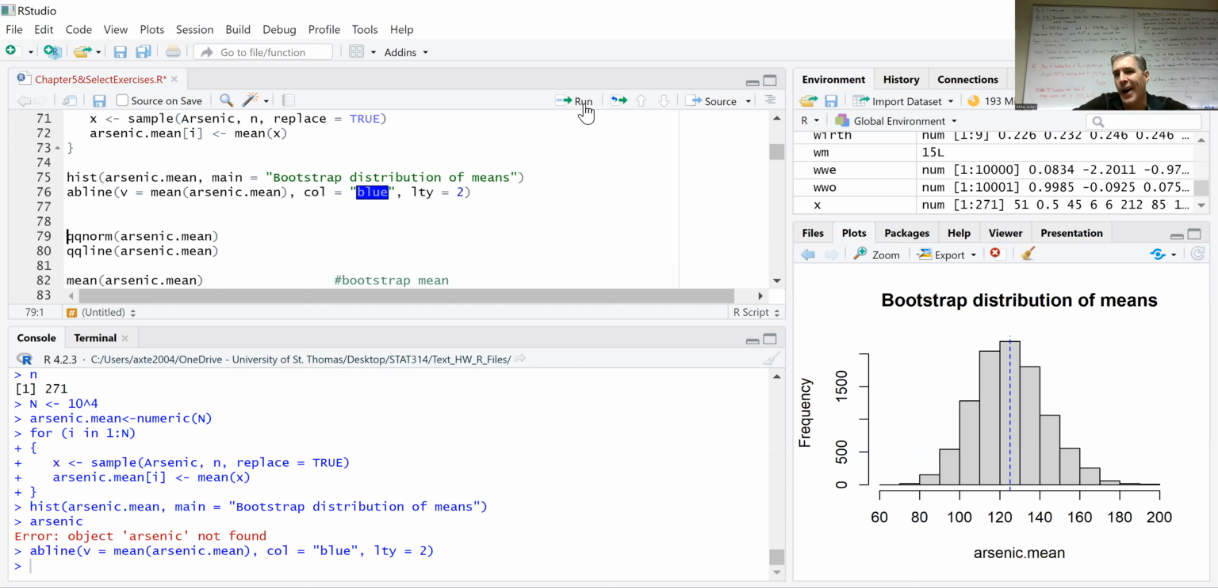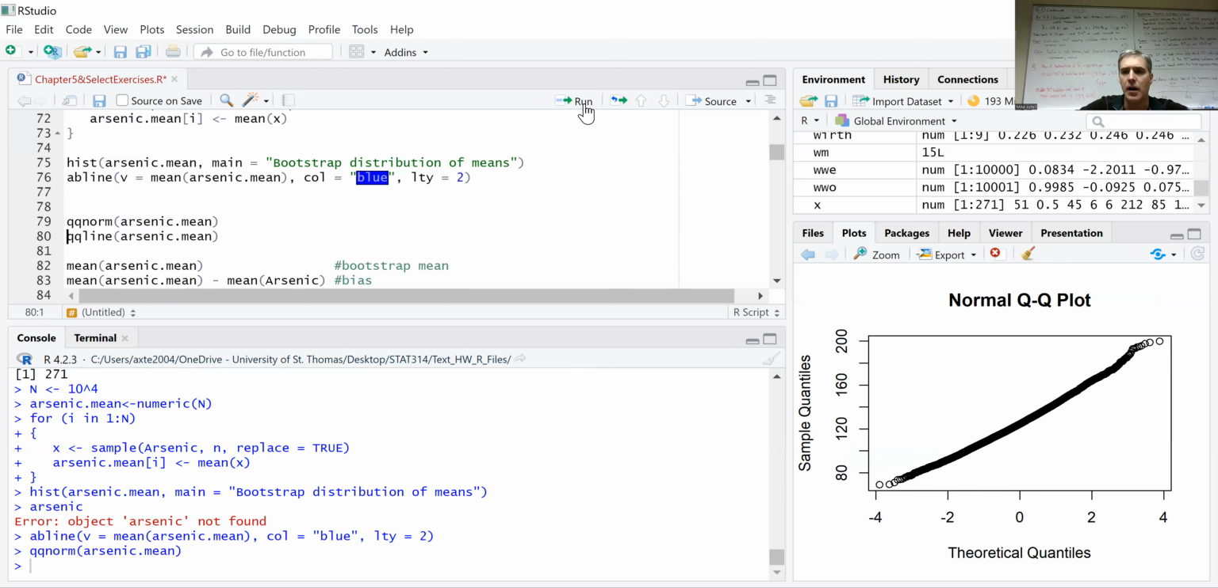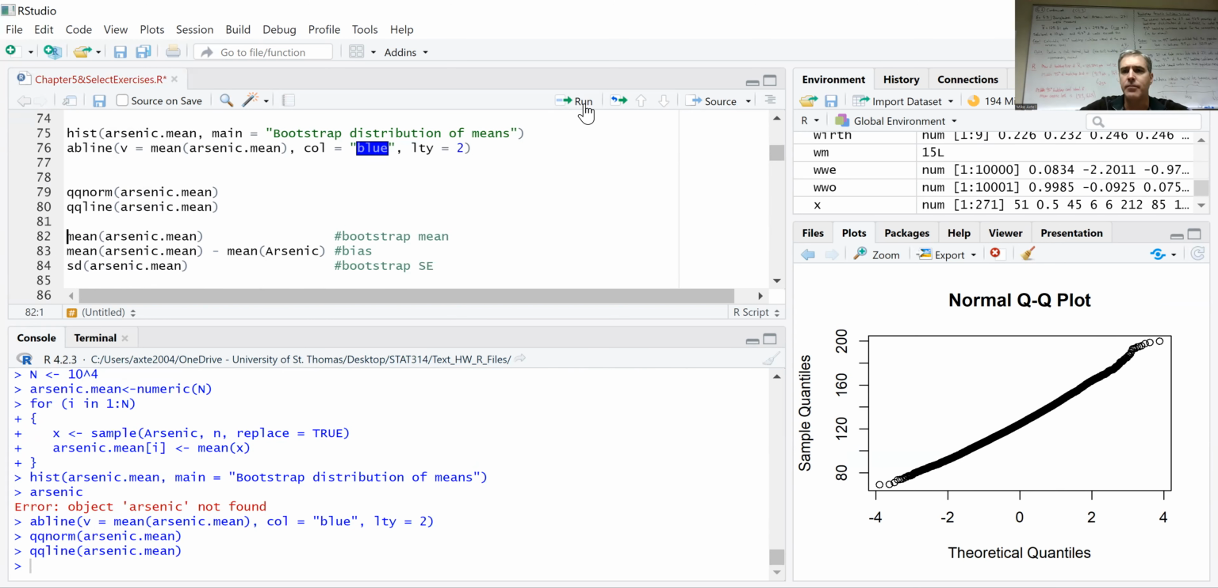Okay. I can give you some evidence that the bootstrap distribution is approximately normal. QQ normal means that the sample means that I just calculated. There it is. Throw in my line. Don't even see it because, oh, there it is. Basically follows that line except for the edges.